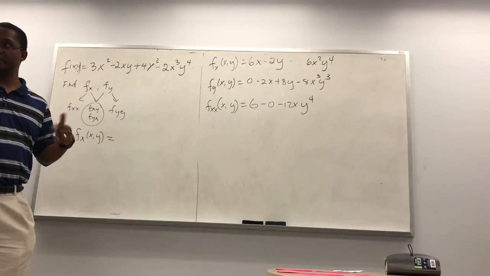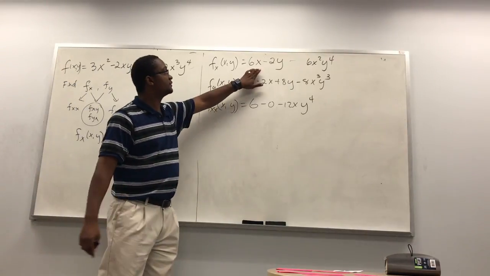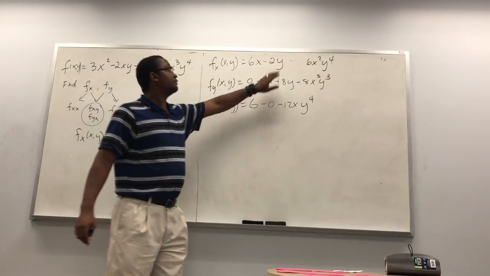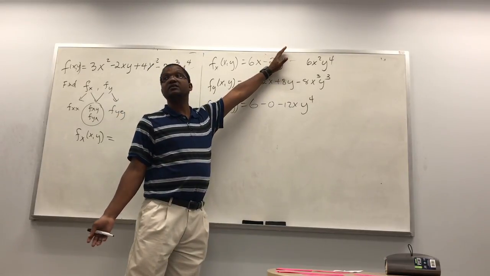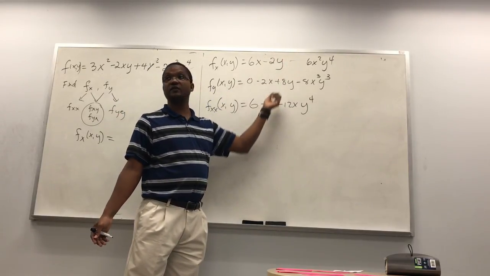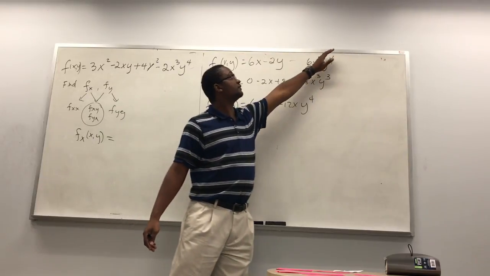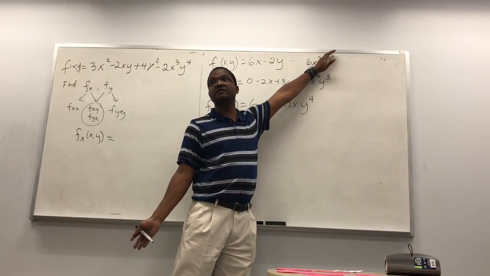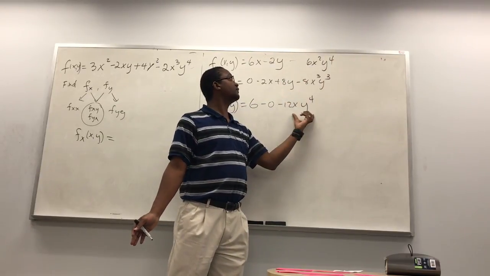I would go back over. So right here, the derivative of 6x is just 6. The derivative of 2 is 0, and then the 0 cancels out the y. Then the derivative of 6x is 12, and then bring down the y to the 4th.